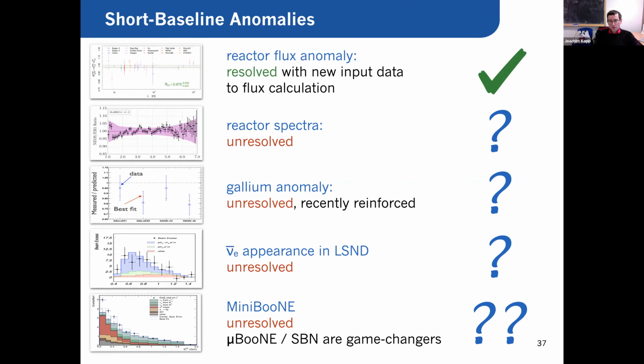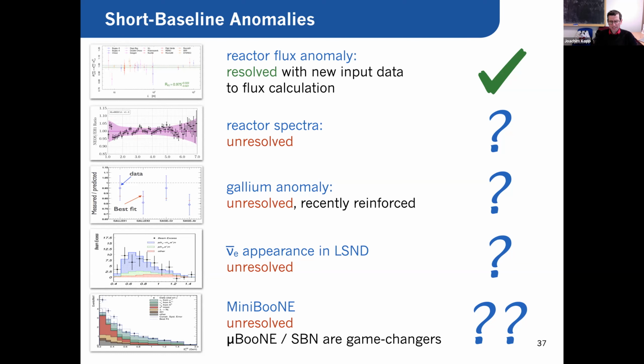There is the so-called Gallium anomaly, which is based on measurements of neutrino fluxes from intense radioactive sources. And that anomaly, in fact, has recently been reinforced. So there, we should maybe really start taking this more seriously. There is the LSND anomaly. There, I haven't seen any proposals for what could be the origin for quite some time. So at the moment, it still stands at 3 sigma and is unresolved.